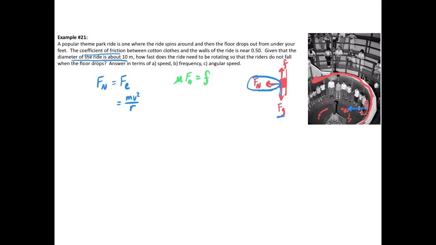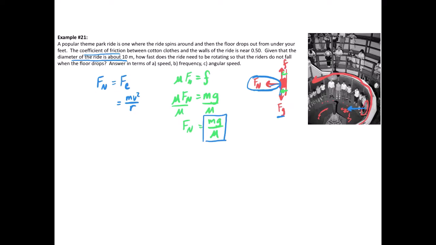Now that we're thinking about the force of friction, notice that the force of friction has to balance the force of gravity in order for those people to stay up and not fall down. So therefore, the force of friction must be equal to mg. And so we've got the coefficient times the normal force, which must equal the force of gravity, which is mg. Now, if we divide by the coefficient, we're left with the normal force is equal to mg over mu.